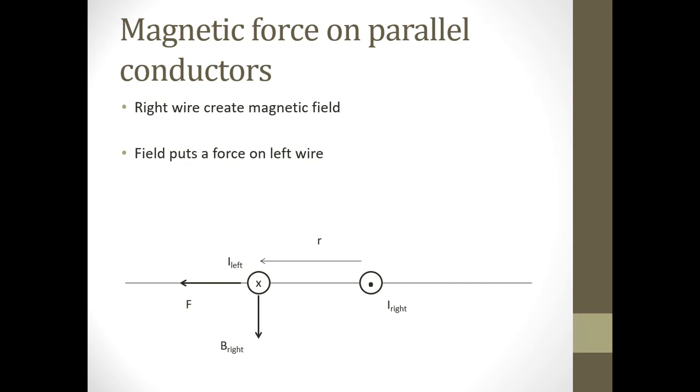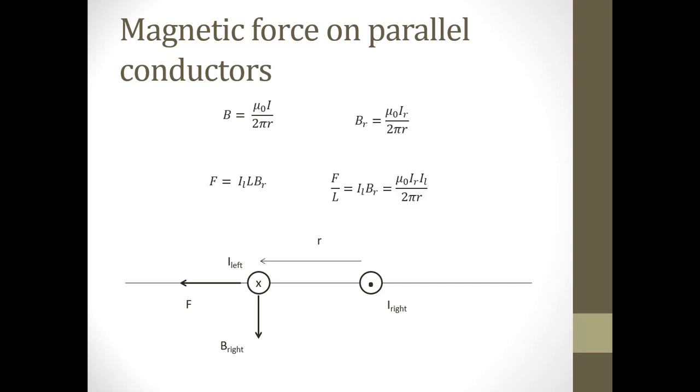If we did the same thing for the right-hand wire, the magnetic field caused by the left-hand wire at the location of the right-hand wire is downward. If we flip around the direction of the current and use our second right-hand rule, we find that the force the right-hand wire experiences from the left-hand wire is also outward, to the right.